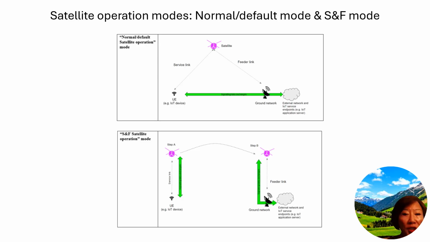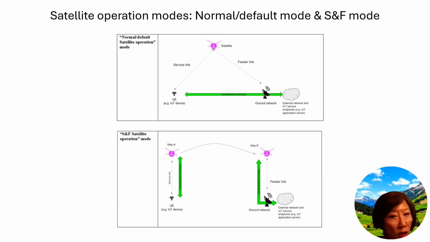So here are two diagrams on this slide. I put them together so that we can compare and contrast them. The top one depicts satellite operation modes. There are two of them. One is the normal default mode, and the other is SNF mode, store and forward mode. So the top one depicts the normal, default satellite operation mode. The bottom one is the other one.